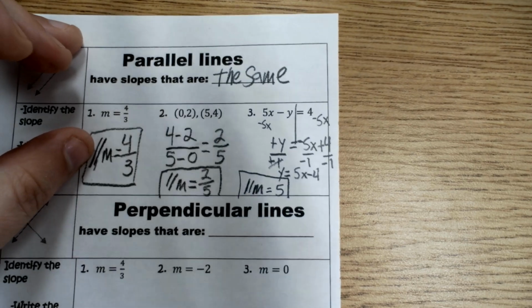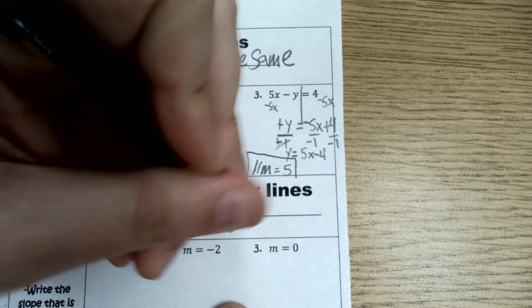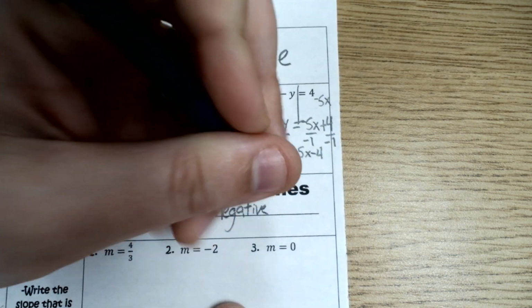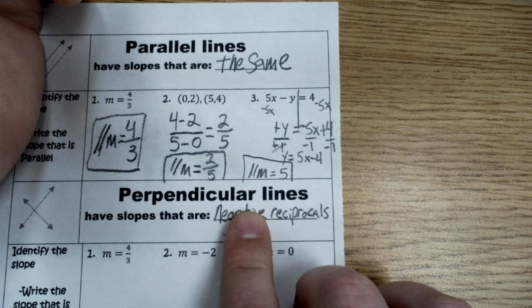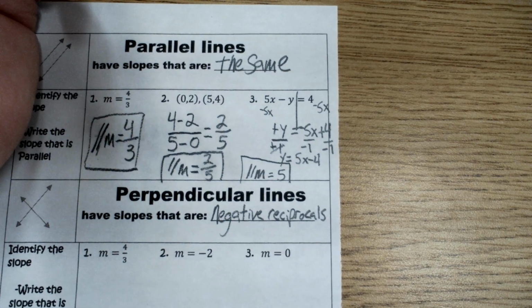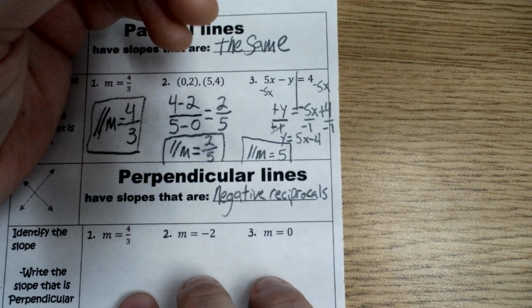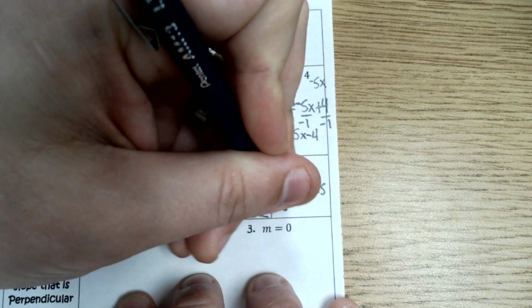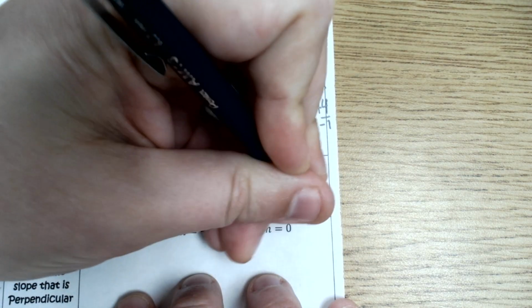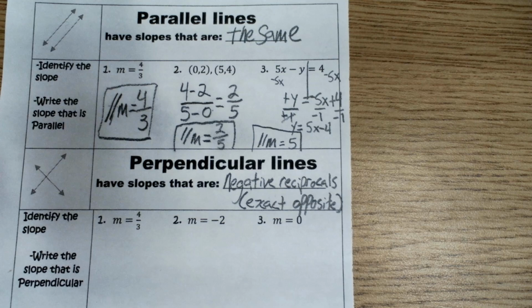Now, when we get to perpendicular, a little bit different. We are looking for slopes that are negative reciprocals. So negative means whatever the sign is. If it's a positive, we'll change it to a negative. A negative, we'll change it to a positive. Or you could think of it as the exact opposite, or as opposite as you could possibly go from that slope.